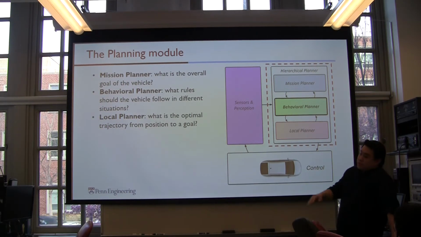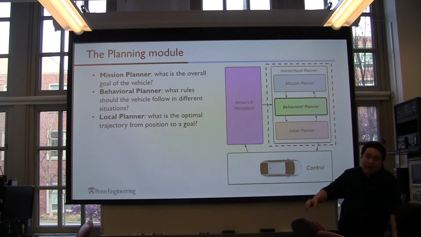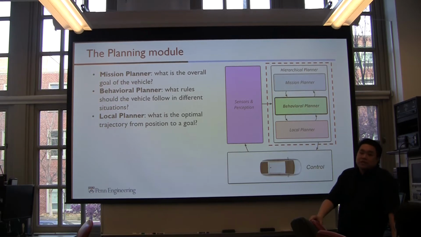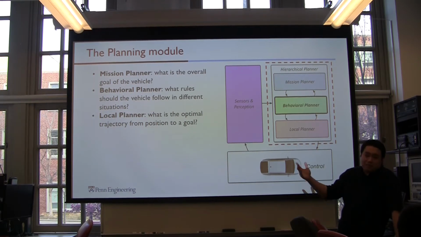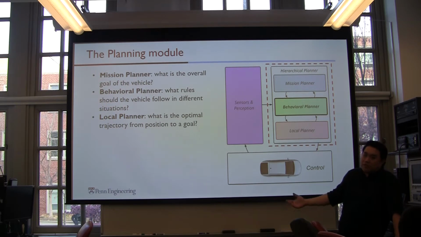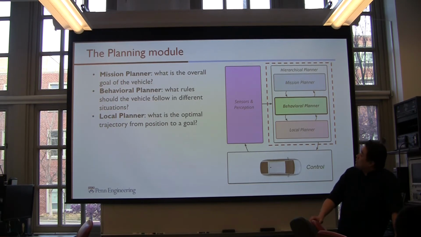For the simplest division of a hierarchical planner, we usually have a mission planner on top. This planner tells the vehicle what the overall goal is. For example, if you're a delivery robot, your overall goal is to pick up stuff from your warehouse and then deliver it to someone at their apartment or house. Or if you're an autonomous car on the street, you usually have a start point and a destination that you want to go to. And that's what the mission planner is for.